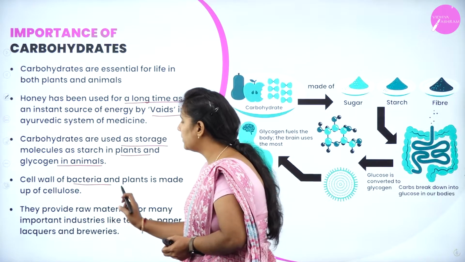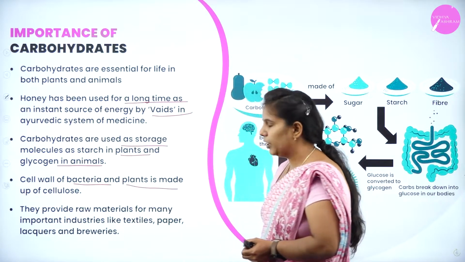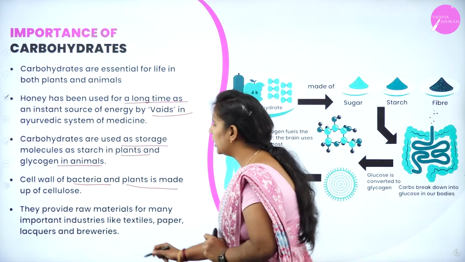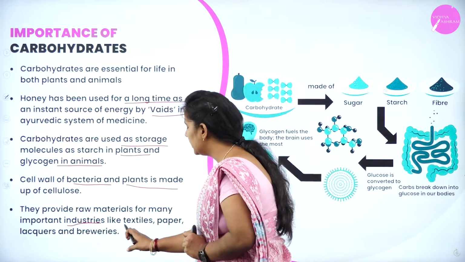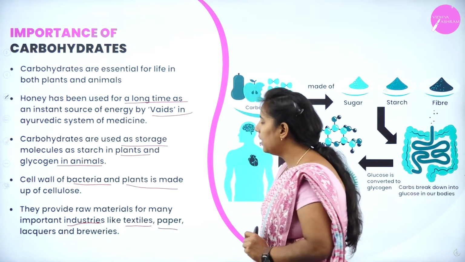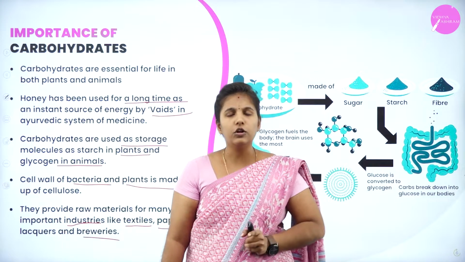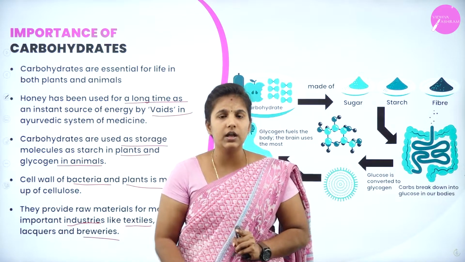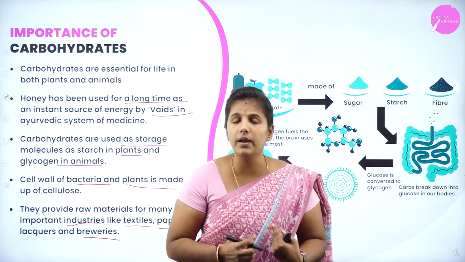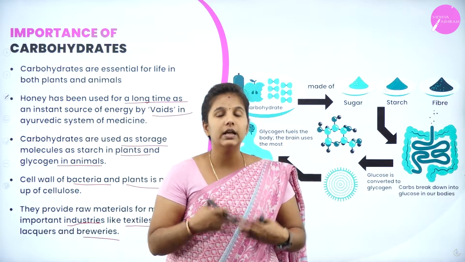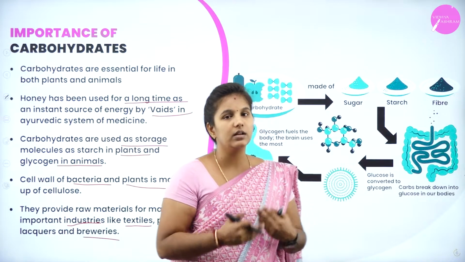The cell walls of bacteria and plants are made up of cellulose, and they provide the raw material for many important industries such as textile, paper, liquor, as well as breweries. Not only does it give us energy, it also acts as a raw material in the paper industry as well as in the cloth industry. It is a main basic source.